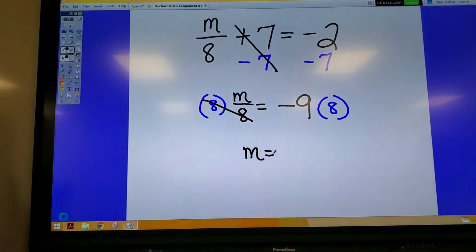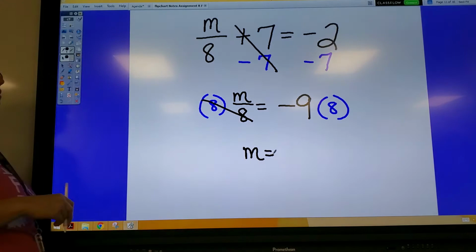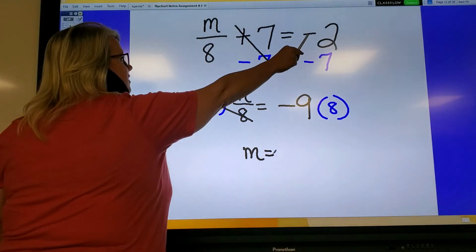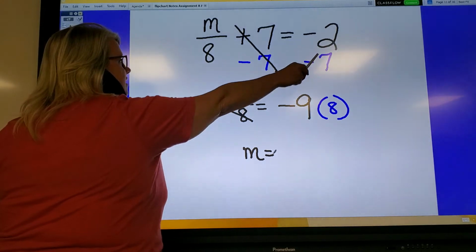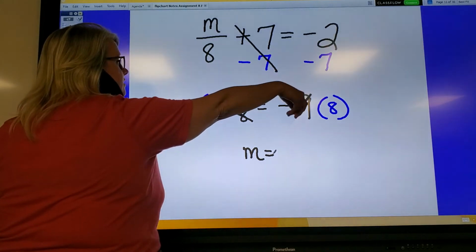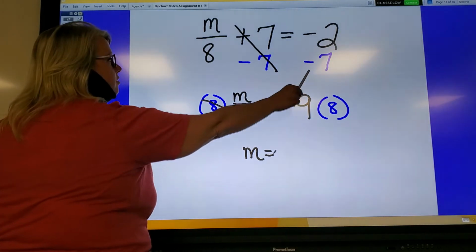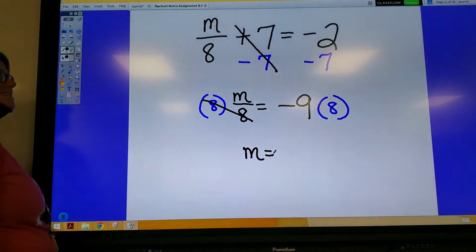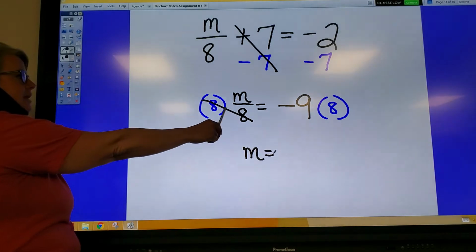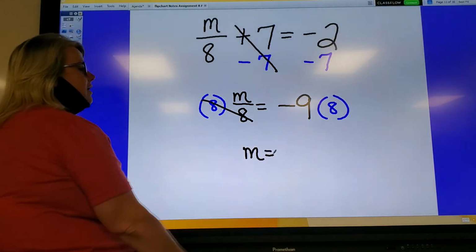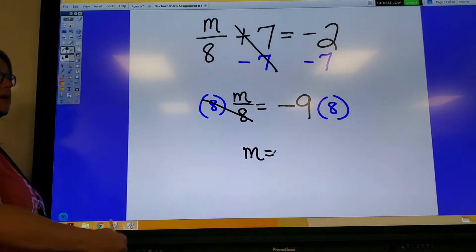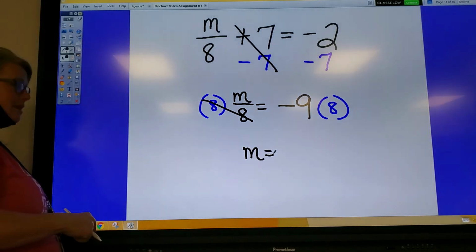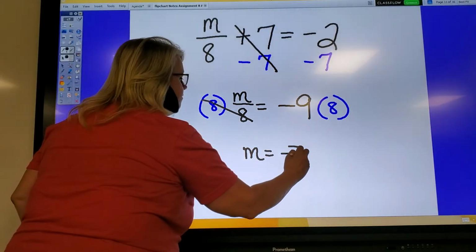Okay, so hopefully your first step was to subtract 7, to get rid of adding 7. So we have a negative 2 minus 7, same sign, sum, same sign. So 2 plus 7 is 9, keep your negative sign. Second step is to get rid of dividing by 8, so I'm going to multiply by 8. So I'm doing a negative 9 times a positive 8. Different signs, my answer is negative 72.